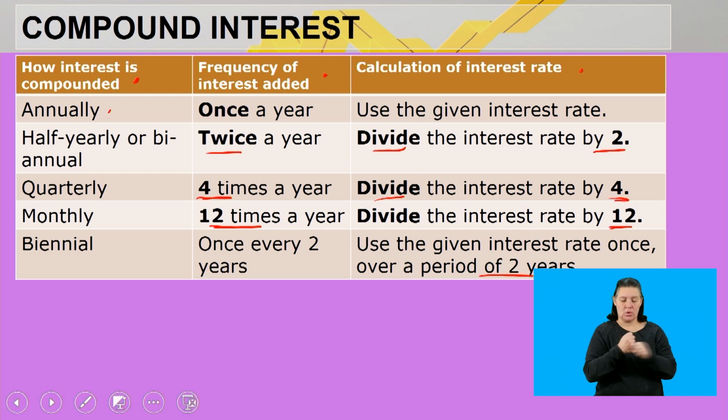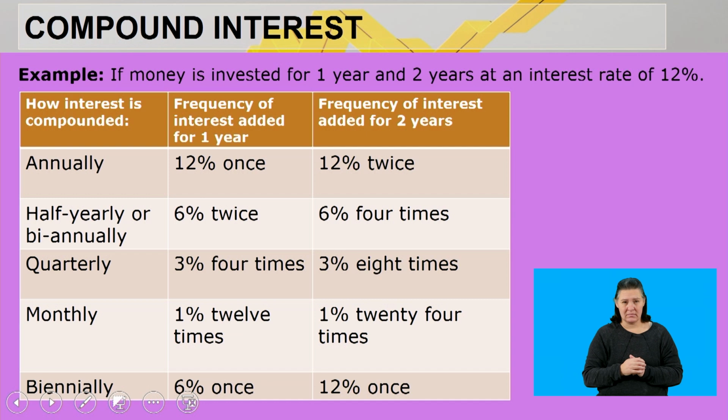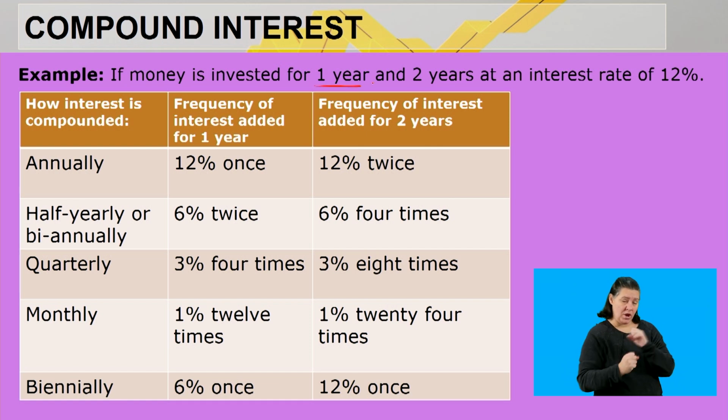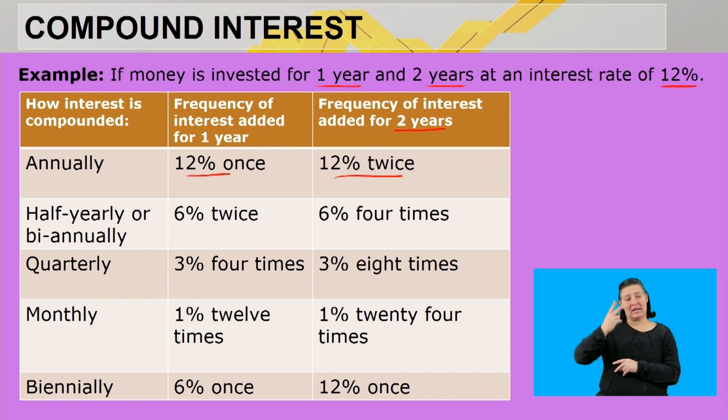Okay, let's quickly put some context to this. I know it's a mouthful, but let's look at it. If money is invested for 1 year or 2 years at an interest rate of 12%, what will that scenario look like? If it is compounded annually, the frequency of interest added for 1 year will be 12% once. But if it's for a period of 2 years, it will be 12% twice.